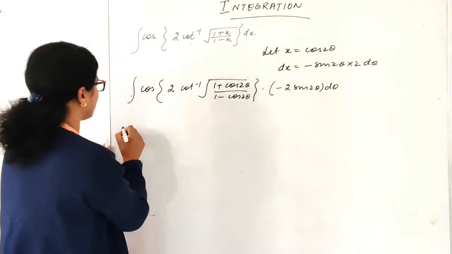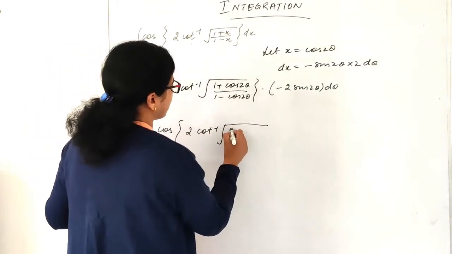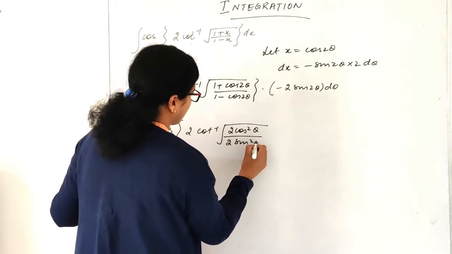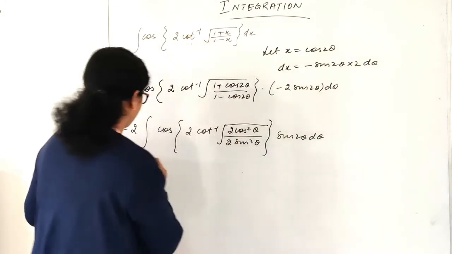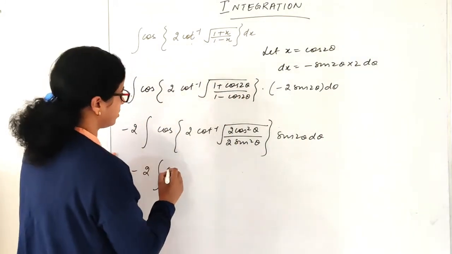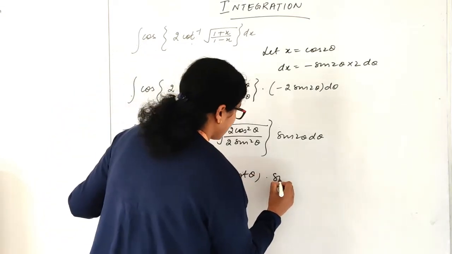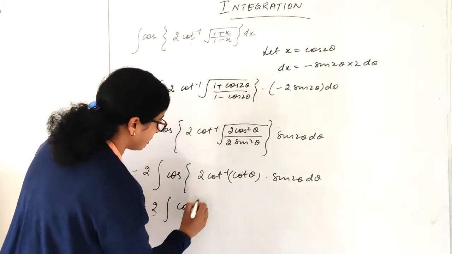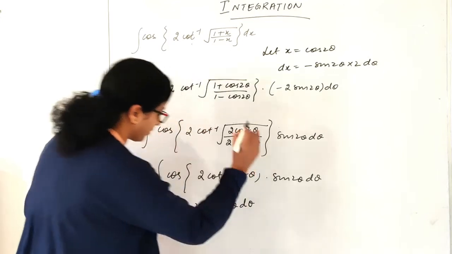Minus 2 we can write outside. Now 2 cot inverse, and this can be written as 2 cos square theta upon 2 sin square theta, sin 2 theta d theta, right? So minus 2 integration, this is cot theta, right, into sin 2 theta d theta. So now it becomes cos 2 theta sin 2 theta d theta, correct?